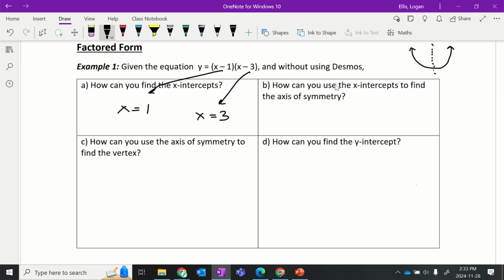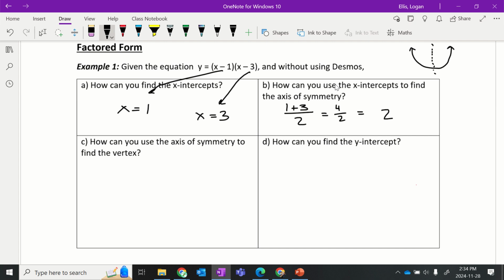So when we have a point on each side, like our x-intercepts, 1 and 3 here, we know it's halfway between that. So we can assume that it's going to be 2, but just to confirm how you do this in the future, remember, you just take the average. So you go 1 plus 3 divided by 2, that makes 4 divided by 2, and yes, it is 2. It's between 1 and 3, which is 2.